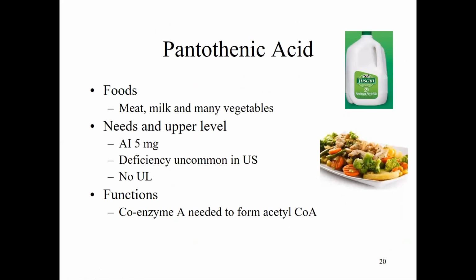Pantothenic acid's a bit of a weird one. We're up to vitamin B5 now. It's in a ton of foods, so it's in meat, it's in milk products, and many, many vegetables. We don't have a true RDA, so we don't have a functional marker, so we use that adequate intake. It's extremely uncommon in the US to have a deficiency. I've never encountered anyone with a deficiency. It's also not toxic, which is probably why we don't talk about it very much. It's just not one that we really have to worry about too much.